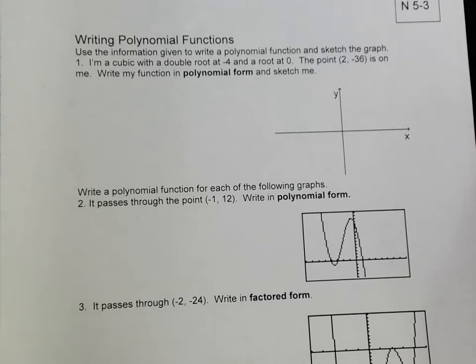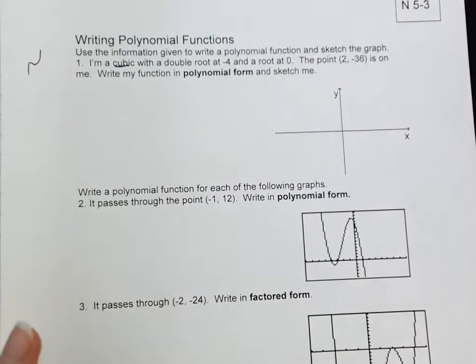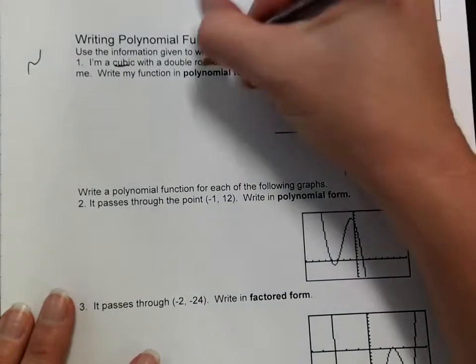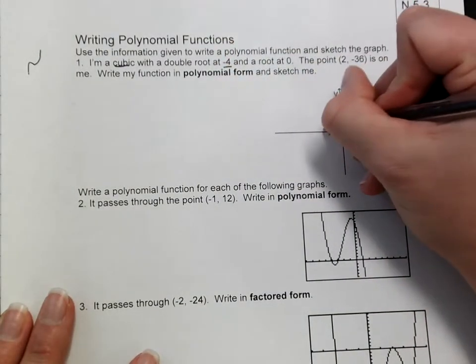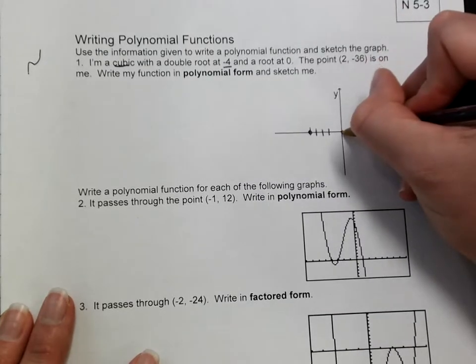Alright, looking at writing the equations of polynomial functions, we've actually done this before, but just with quadratics. Let's go ahead and get started. This is a cubic, which tells me it's going to make this kind of shape. It has a double root at -4, so here's -1, 2, 3, 4. It does say to sketch it, and another root at 0.